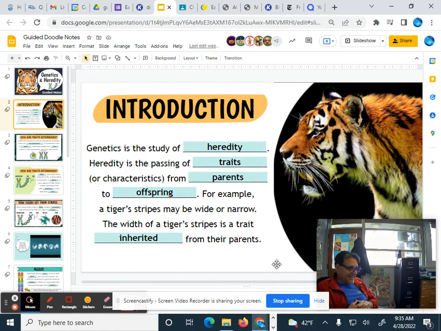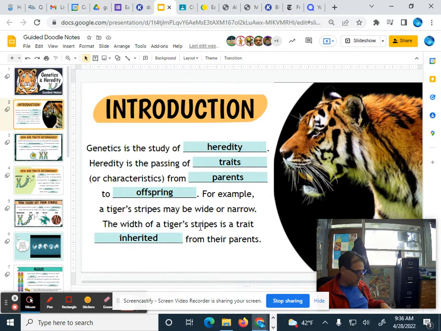Genetics is the study of heredity, which is the passing of traits from parent to offspring. Characteristics are your features, but traits are your inherited characteristics. A table has characteristics, but a table did not inherit them from anything. Someone made them. That's really the difference between a trait and a characteristic: traits are inherited characteristics. You inherit them from your parents. An example might be tiger stripes, whether they are wide or narrow.